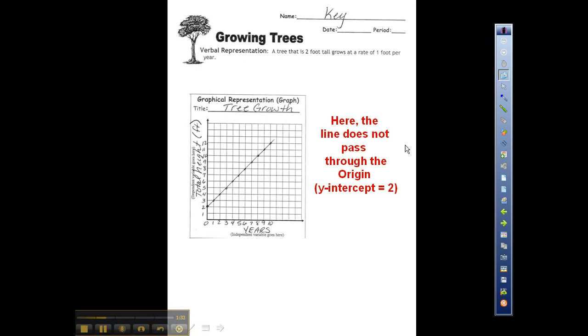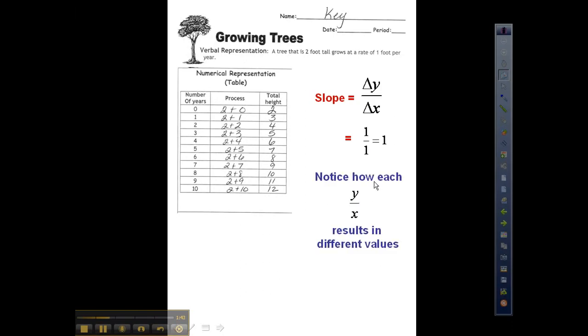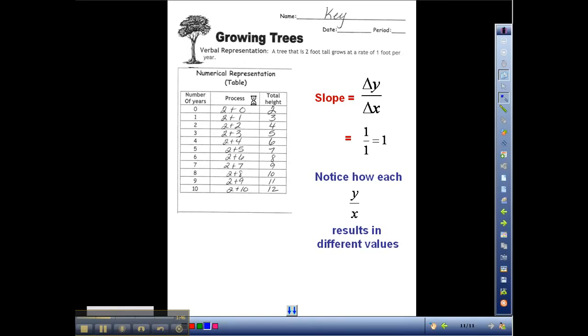Here the line does not pass through the origin. Your y-intercept is 2. Here are the data. Here we're going to calculate the slope, and we already pointed that out. Your slope is 1. What is 3 divided by 1? 3. What's 4 divided by 2?